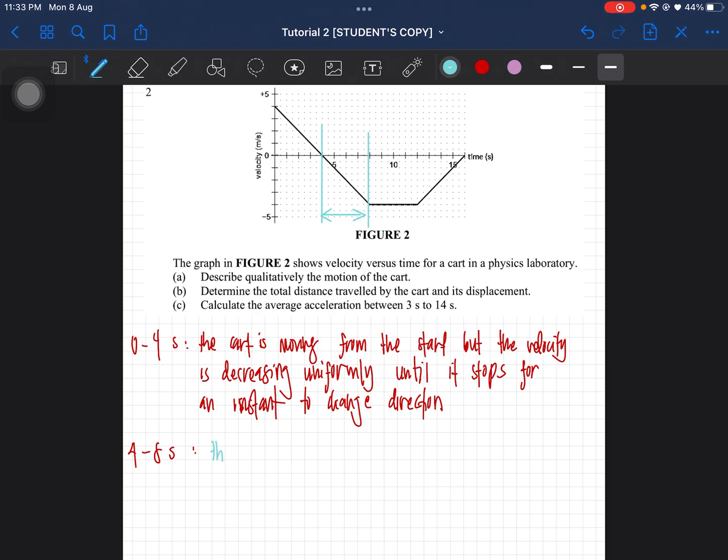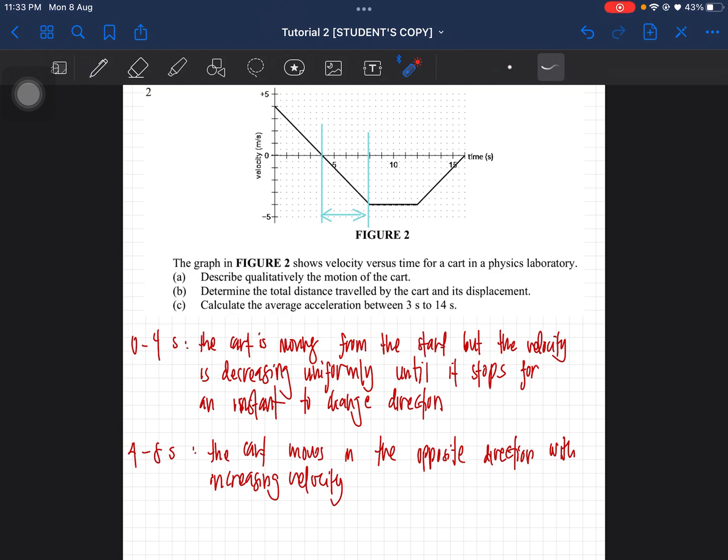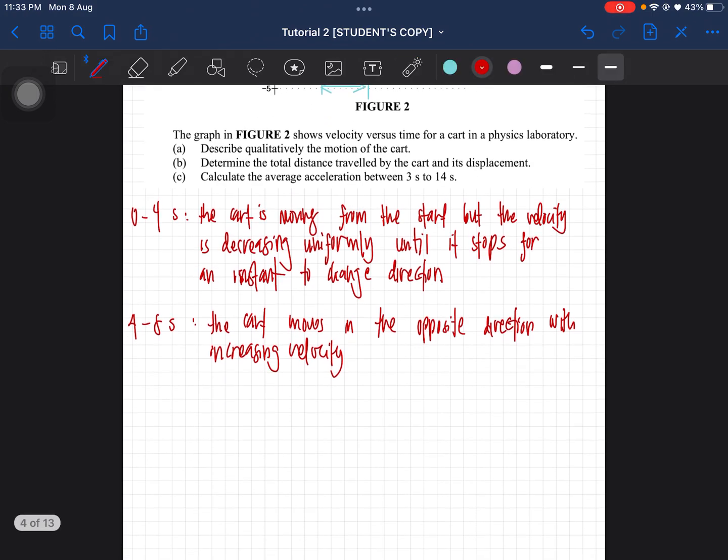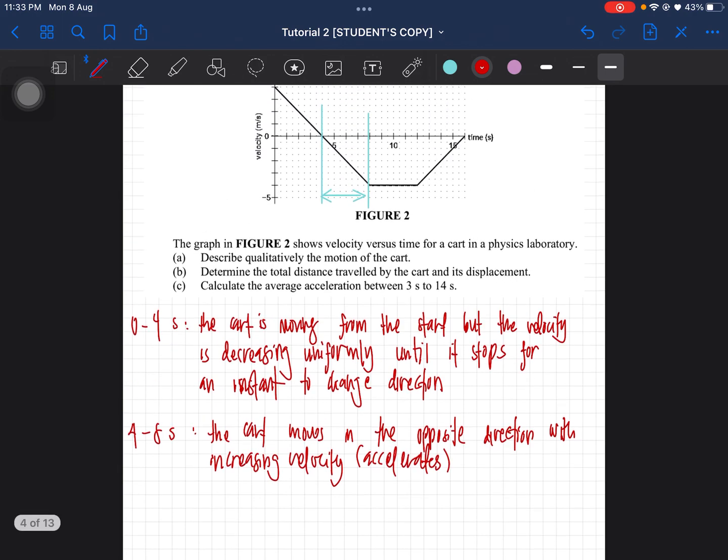So we can write the cart moves in the opposite direction with increasing velocity. Why did I write increasing velocity? Because if we look at this graph, it goes from 0 to 4 meters per second. That is a much greater value than 0, i.e. it is accelerating.